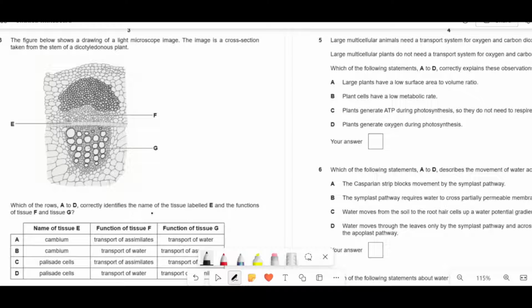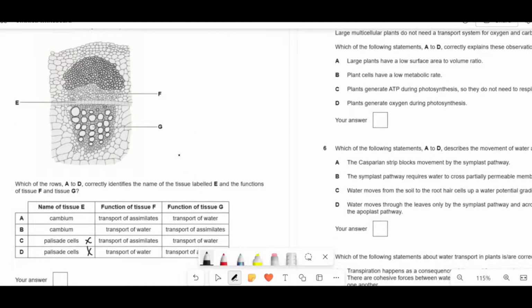It says which rows correctly identify the name of tissue E, and the functions of tissues F and G. So if you look at where E is sandwiched between these two things, this is the type of tissue between what looks like the phloem and the xylem, because these are tubes, remember. That's your phloem, that's your xylem, because these are bigger on the outer part, and this is smaller on the inner part. Between them is a type of meristem stem cell tissue called the vascular cambium. So E is the vascular cambium, and that one's out.